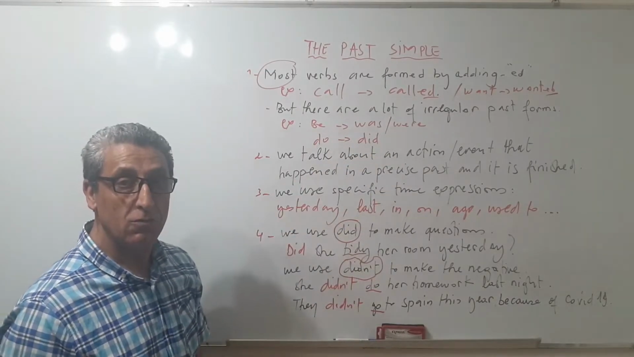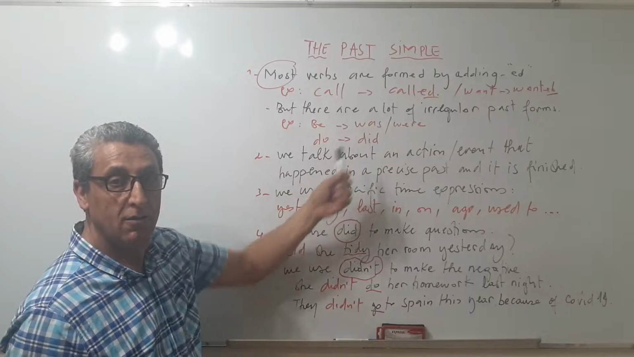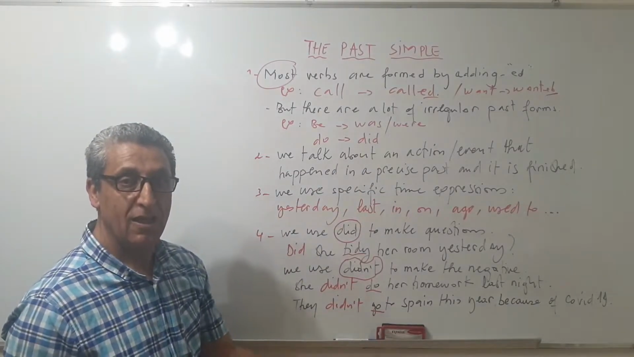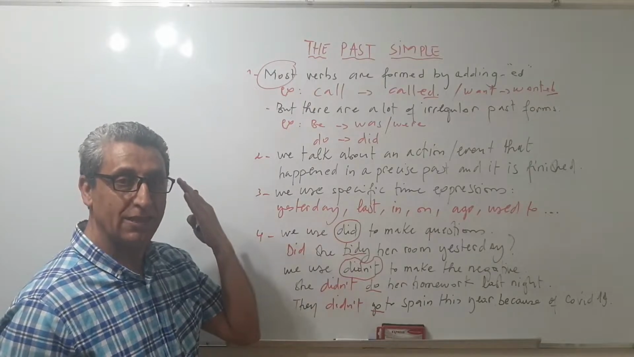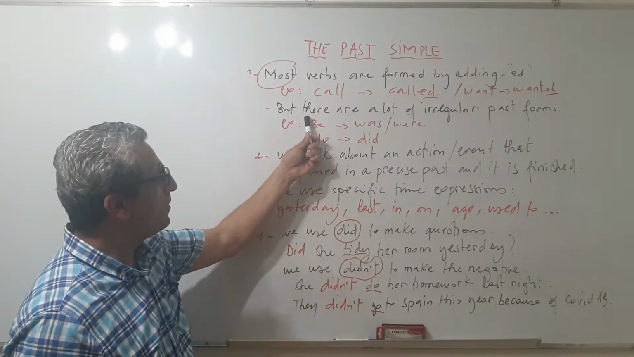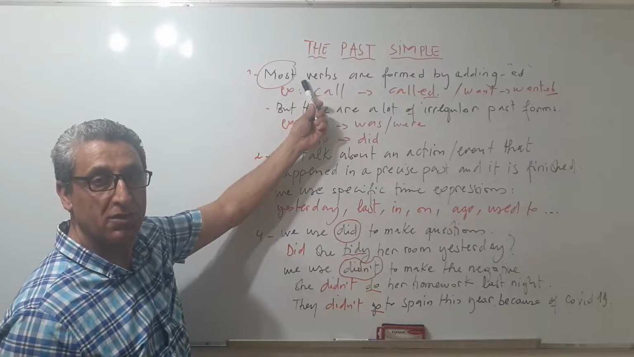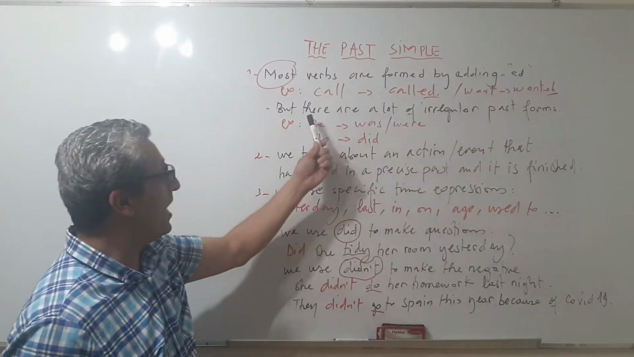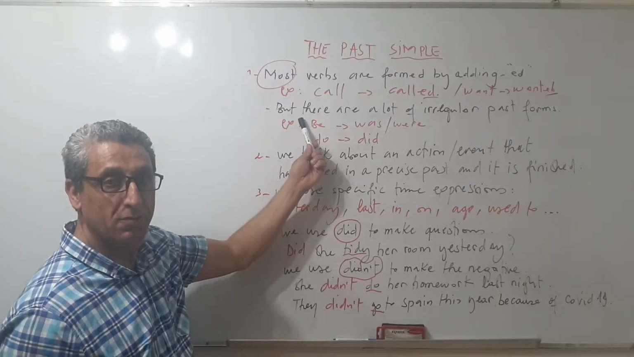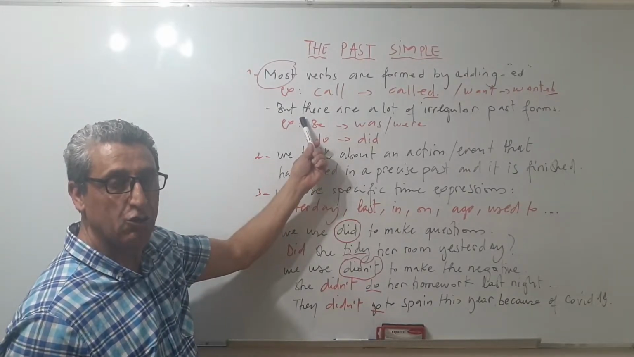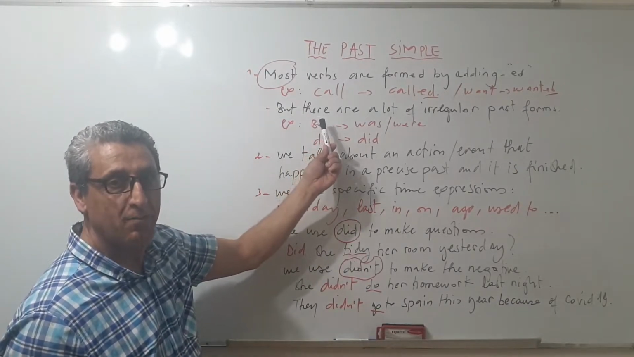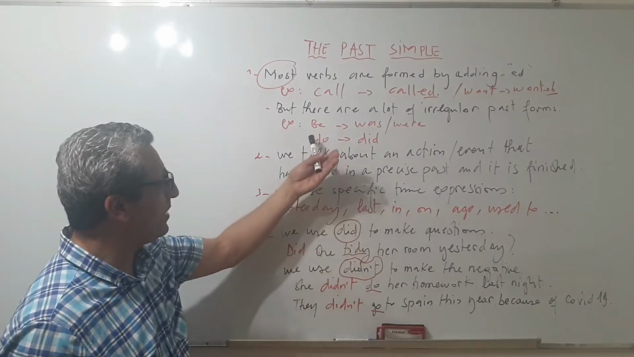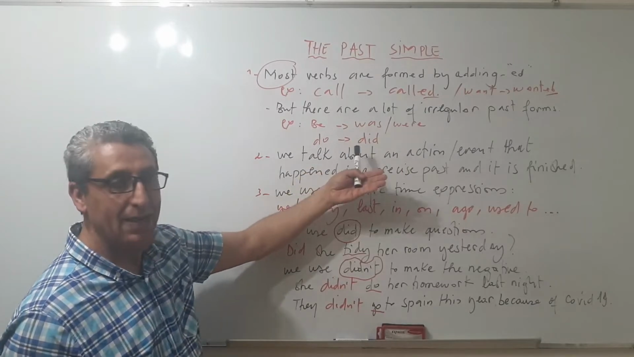And the verb to do. Did. I do something now, or in present. I did something yesterday. So, as I said, most verbs add ed in the past, and there are some verbs, a lot of verbs actually, that do not add ed in the past, they have different forms. Example: be, was, were, do, and did.